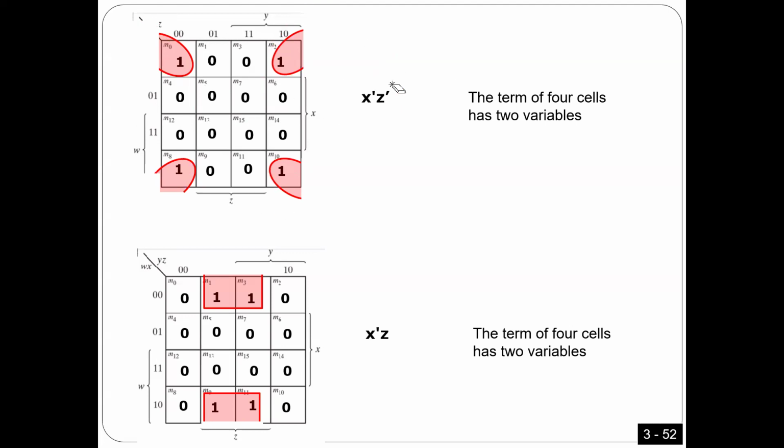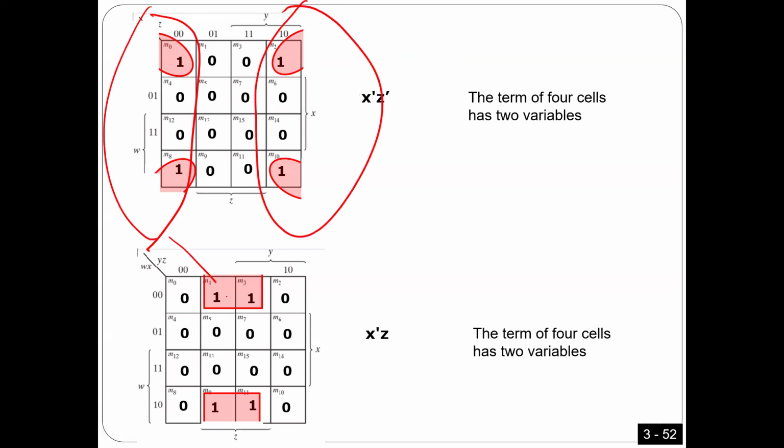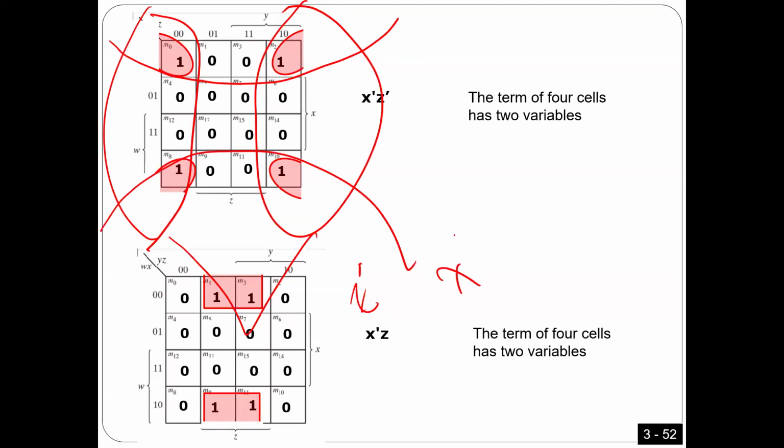If you don't believe me, try to make the intersection between the area of X prime and the area of Z prime, and you will get this one. This is the area of Z prime. And this is the area of X prime. If you see the intersection between these two areas, we will find they are here. Any questions?